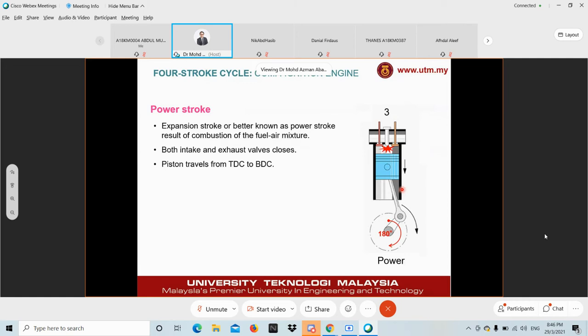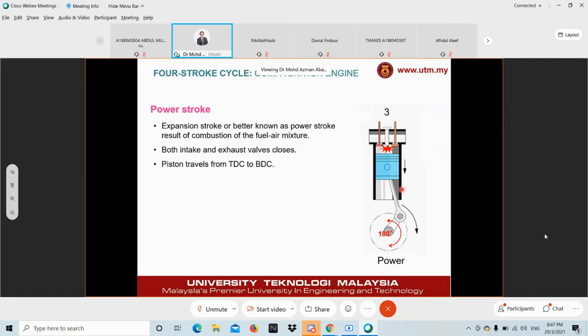And then you have the power stroke. Again, it's the same thing as the SI engine. Combustion starts to happen and the gas expands, better known as the power stroke. During the stroke, both intake and exhaust valves need to be closed because otherwise there will be some leaking, and the combustion would not be efficient. The piston starts to travel from TDC down to BDC. Crank rotation again is the same, 180 degrees. This is the power stroke.